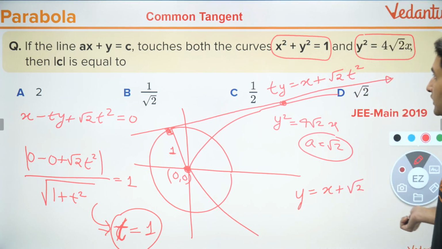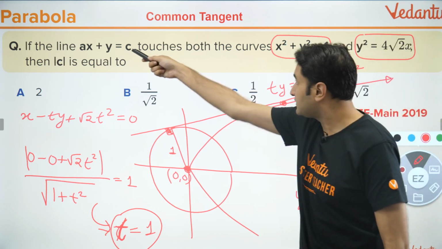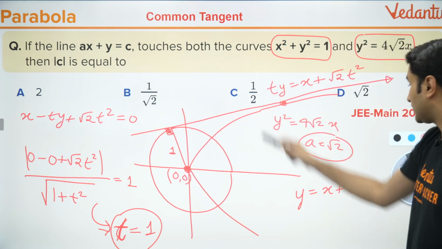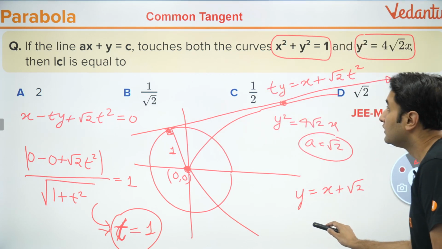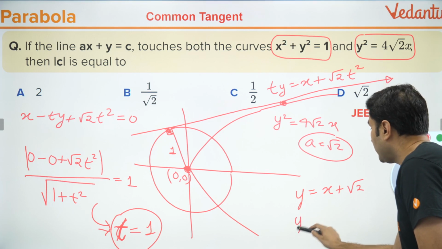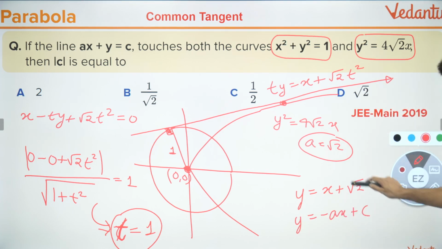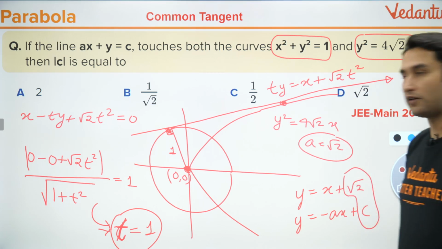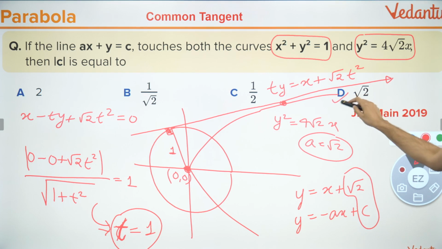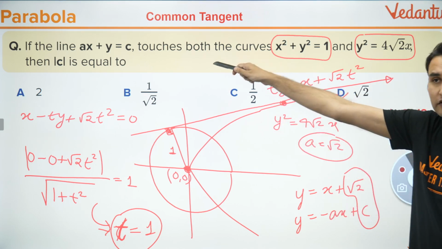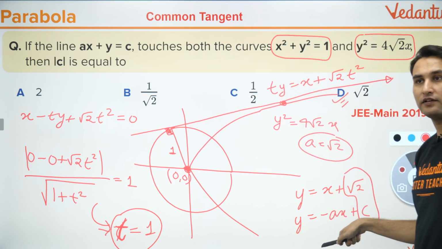सो देन compare it with this, है ना? वो क्या दिखा हुआ है? It is y is equal to minus ax plus c. So what is c? root 2, है ना? All right. This is the tangent given to you. So you can compare.